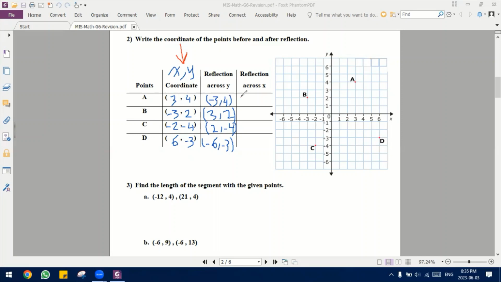So here it's 3, and here the 4 will be minus 4. For the next one, minus 3, minus 2. For point C, minus 2, 4. And the last point D will be 6, 3. So we are changing the sign of the y value only. And here x is the same value.